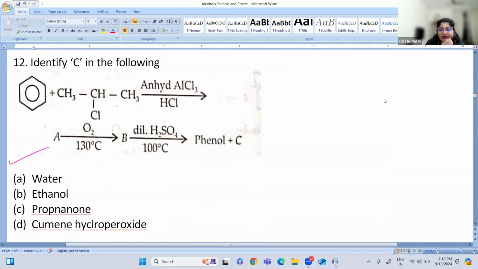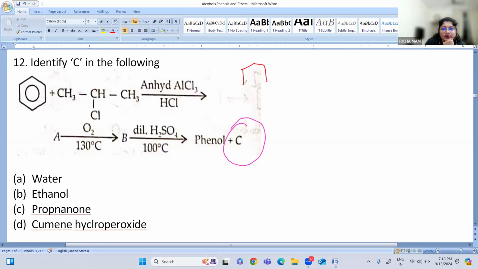Identify C in the following. So this is a reaction. You have benzene. In the presence of this alkyl chloride, you react it with anhydrous AlCl3 and HCl, you get A. When you react with oxygen at 130 degrees Celsius, you get B. Further reacting with dilute H2SO4 at 100 degrees Celsius, you get phenol plus C. So they have asked, what is this C? Identify C here.